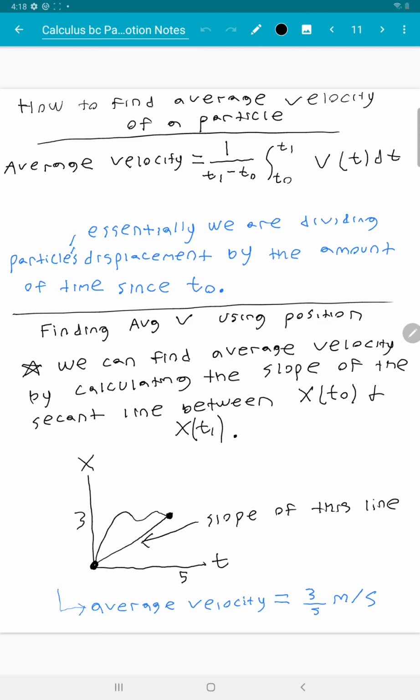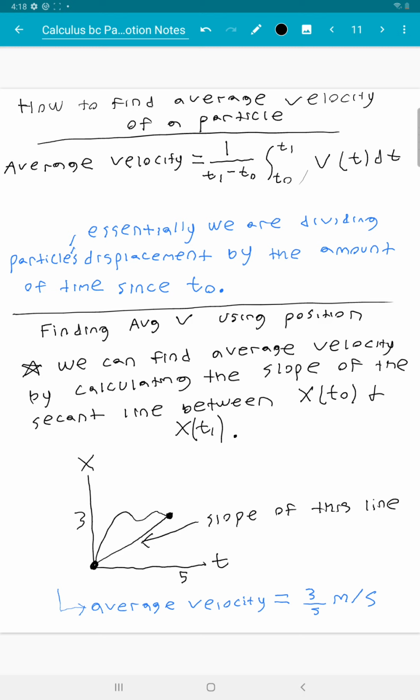We're dividing that by the amount of time since time initial. That's really what we are doing. And we can also find the average velocity by using position. So if we're looking at an FRQ and it's going to ask us for the average velocity, we can either find that by using the particle's velocity or its position, which will commonly show up as a graph.